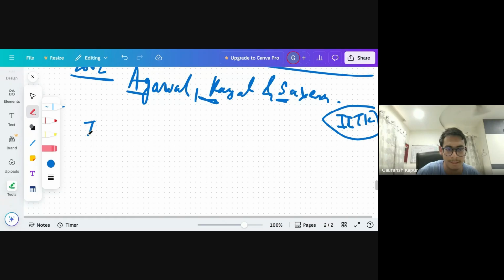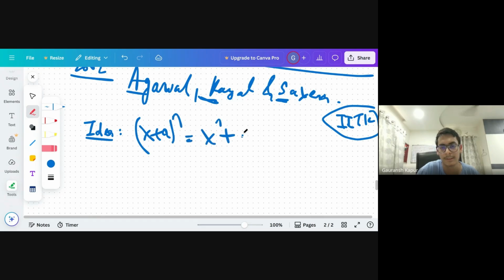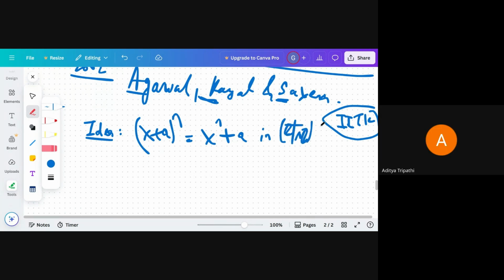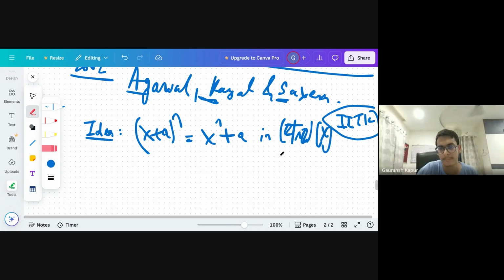So the idea behind the test is as follows. This identity, (x plus a) whole power n is x power n plus a, in this polynomial ring with coefficients from Z mod n Z.